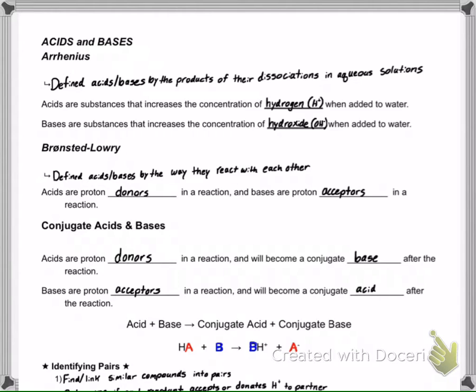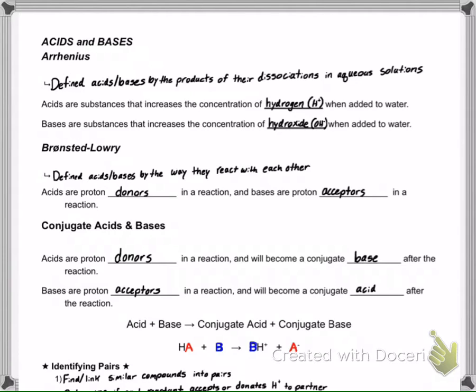So the Arrhenius definition is that acids and bases are defined by the products of their dissociations in aqueous solutions. So basically what that means is if something is an acid, when it dissociates in a solution, meaning it separates in a solution, it's going to release hydrogen ions. Okay, so just a high H+. But bases, on the other hand, when they separate in water, or they dissociate in water, what they're going to do is increase the hydroxide concentration. So that's OH minus 1. Okay, that's the Arrhenius definition.